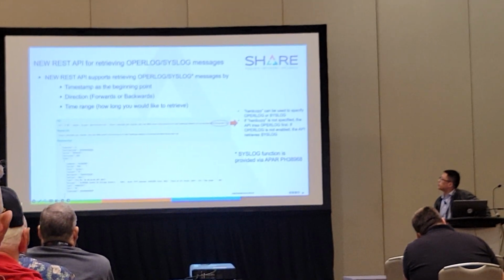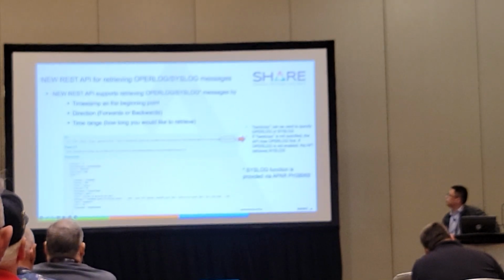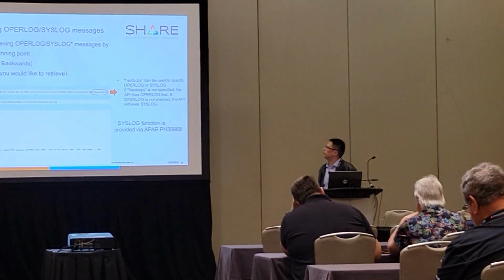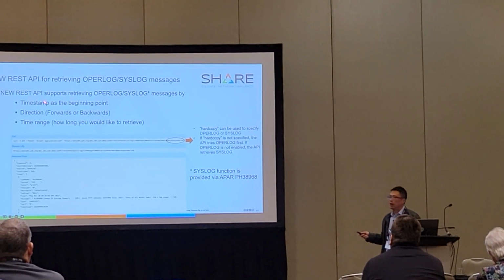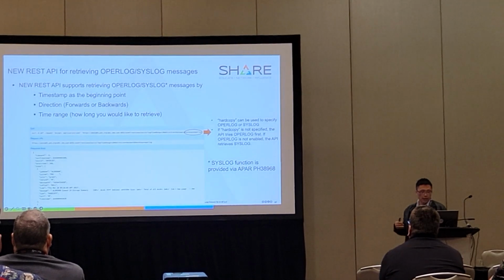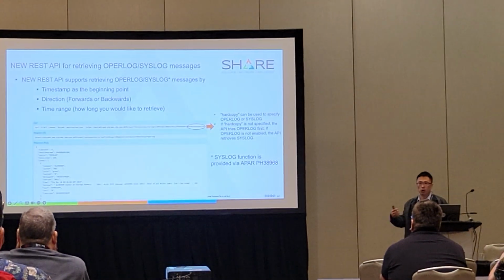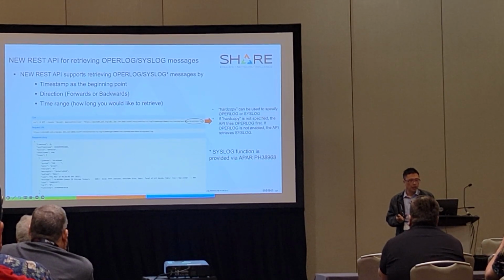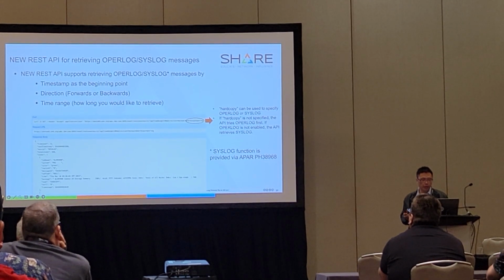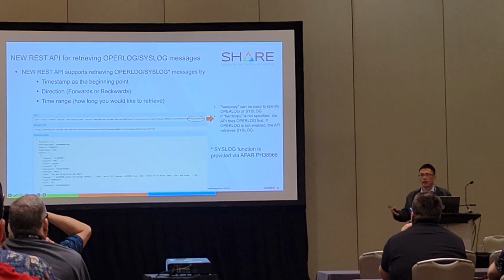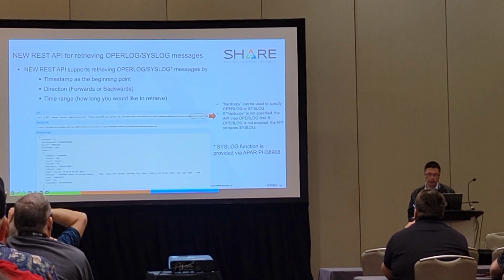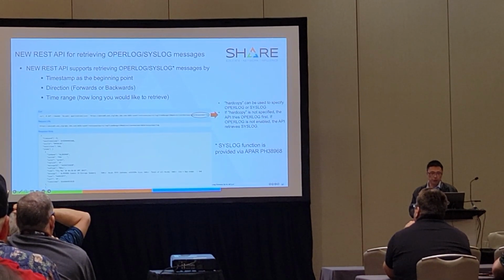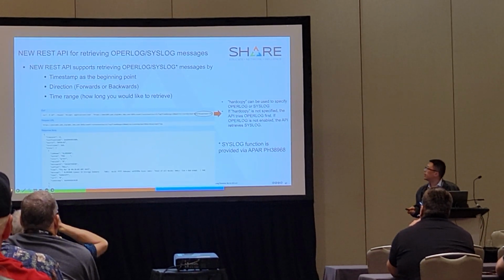So this is a new REST API that you can use to retrieve syslog messages. Basically, you can specify a timestamp as the beginning point, and then you can specify whether it's forwards or backwards to retrieve the syslog messages. And also you can specify a time range, which means how long you would like to retrieve the message back. And also, it supports both oplog and syslog.